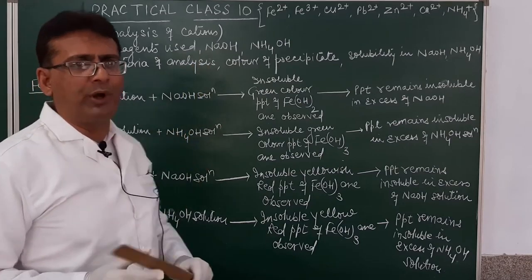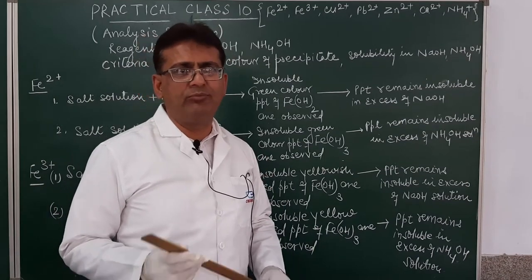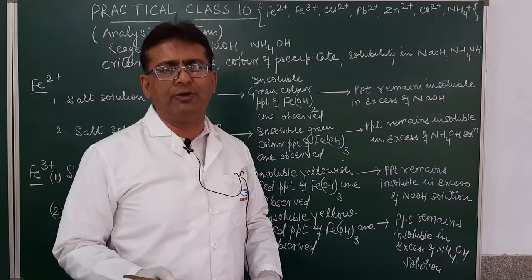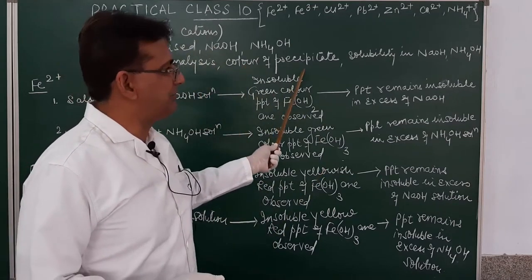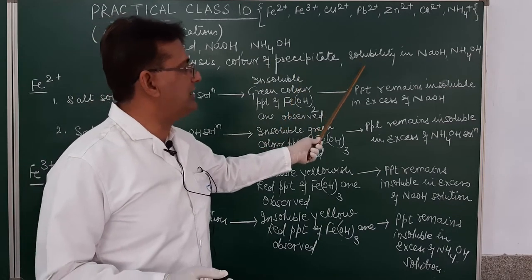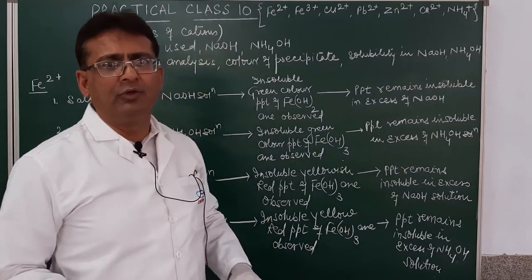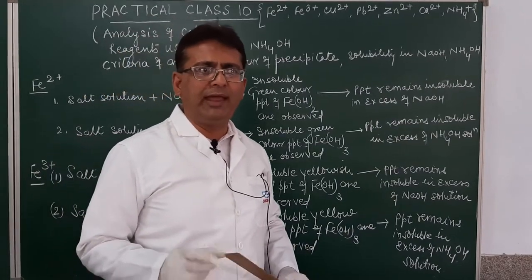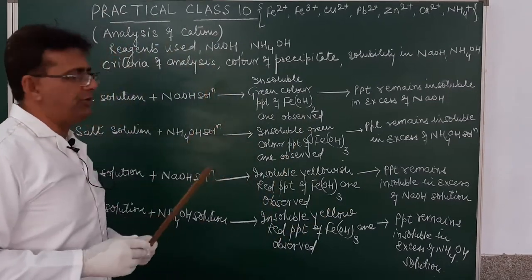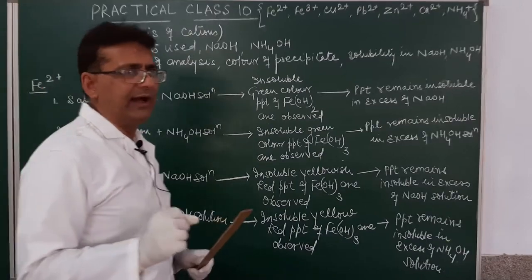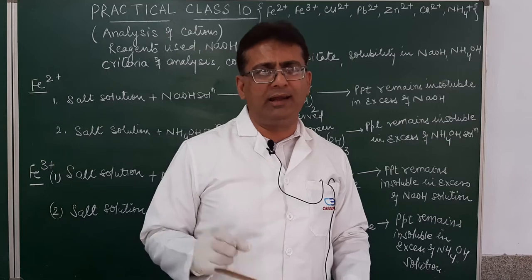There will be 2 points of observation while identifying the cations by using sodium hydroxide and ammonium hydroxide. These are the color of the precipitate and solubility in sodium hydroxide and ammonium hydroxide when added in lesser amount and in excess. So today we will try to demonstrate to you how we identify cations, basically the colored ions, in the laboratory.